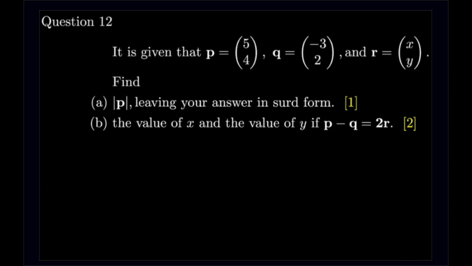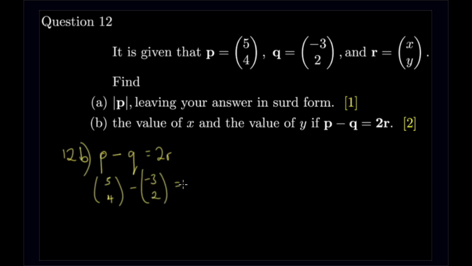Yeah, so that's it. And for the second part, 12b: find the value of x and the value of y if p minus q equals 2r. So p minus q equals 2r. Here, let's just substitute. P is (5, 4), then q is (-3, 2), then r is (x, y).